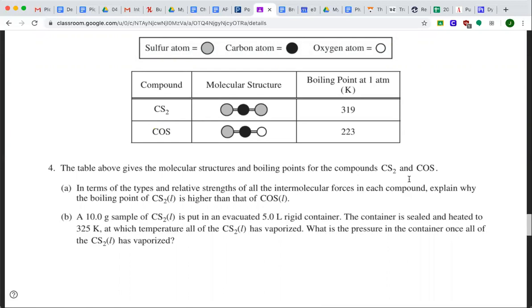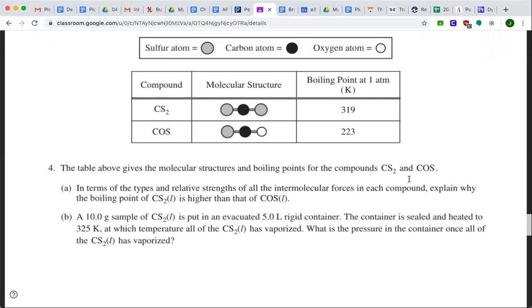The table above gives the molecular structures and boiling points for the compounds CS2, carbon disulfide, and COS. In terms of the types and relative strengths of all the intermolecular forces in each compound, explain why the boiling point of CS2 is higher than that of COS.